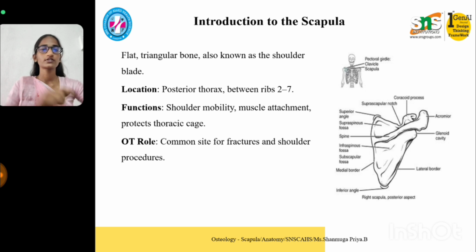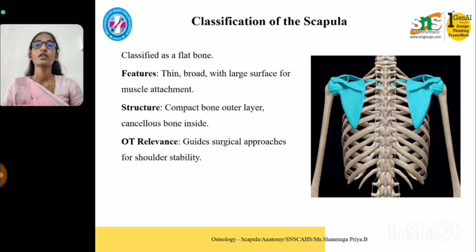So next we are going to see about the classification of scapula. So now let's classify the scapula. It's categorized as a flat bone. Unlike long bones like the femur, flat bones are thin and broad, designed to provide a large surface for muscle attachment and protection. Scapula has a compact bone outer layer which gives it strength, and cancellous or spongy bone inside, which keeps it lightweight. This structure is perfect for its role in the shoulder girdle.